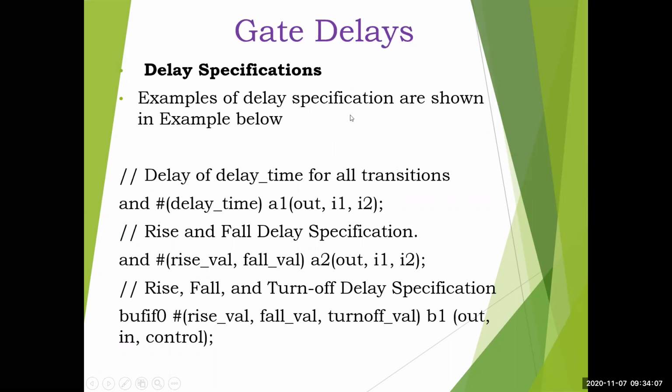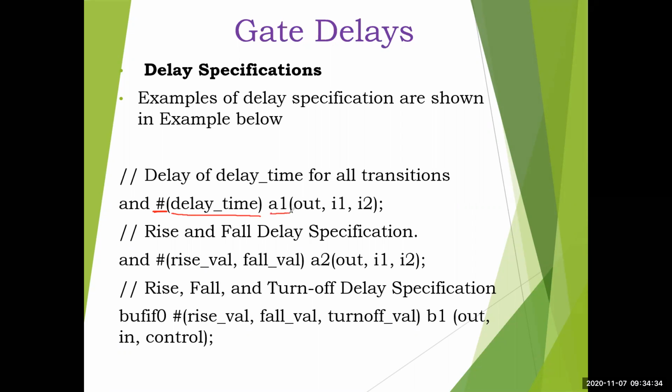Examples of delay specification are shown below. For the delay time for all transitions I mentioned, I am using an AND gate here. This is the syntax, and this is the symbol we use for delay, the hash symbol. Remember this, and this is the delay time. In general we have written delay time; it may be any value, 1 to any decimal number, you write accordingly.